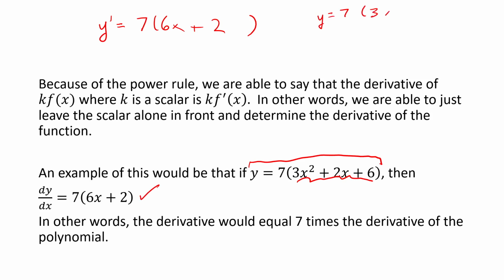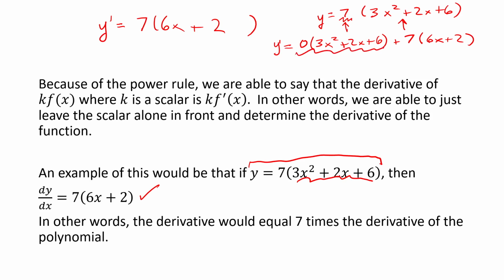And just to show you what I mean, pretend instead of saying 7 times 3x squared plus 2x plus 6, suppose I said y is equal to f of x times g of x, where f of x is 7 and g of x is 3x squared plus 2x plus 6. If we thought of it that way, we could do the product rule. And we could say y prime is the derivative of the first. So if f of x is 7, then f prime of x will be 0, times the second, so simply put 3x squared plus 2x plus 6 down, plus the first, which is 7, times the derivative of the second, which is 6x plus 2.